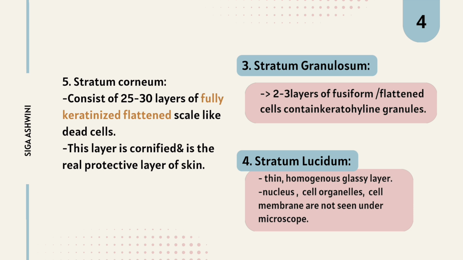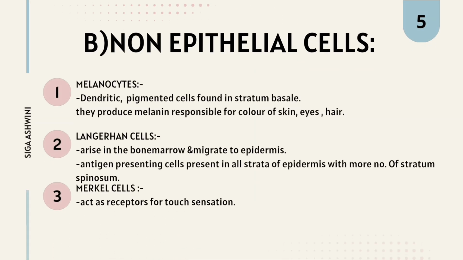And the fifth one is stratum corneum. It consists of 25 to 30 layers of fully keratinized flattened scale-like cells which are dead, and this layer is the cornified and real protective layer of skin. Second type of cell is non-epithelial cells. In this, first one is melanocytes. These are dendritic and pigmented, mostly found in the stratum basale, and they produce the melanin responsible for the color of our skin, eyes and hair.